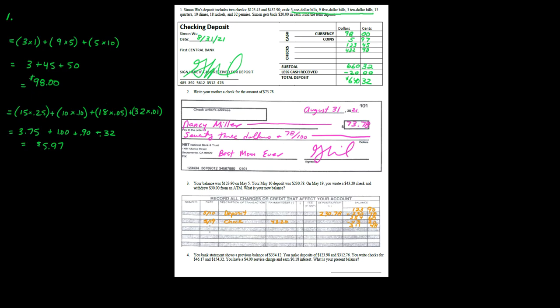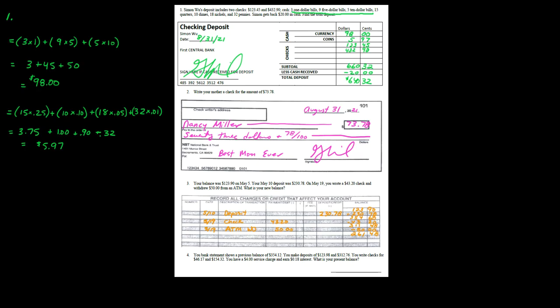And then in the next one I've got on 5/19, it looks like I took money out of the ATM. So I just put ATM withdrawal. And that's money coming out of our account. It's $50.00. So I'm going to subtract the $50.00, and it's going to leave me with a new total of 261.48. And I'm all done with number 3.